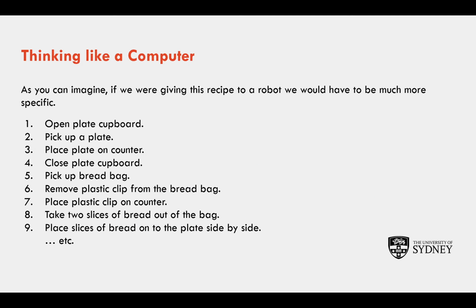So, breaking down the steps for a robot or a computer would be a long list, but very specific. So we'd say open the cupboard, pick up the plate, place the plate on the counter, and so on. And these would be very explicit instructions that a computer would have to follow. So when you're thinking about coding, start to think, how would a machine interpret these instructions?